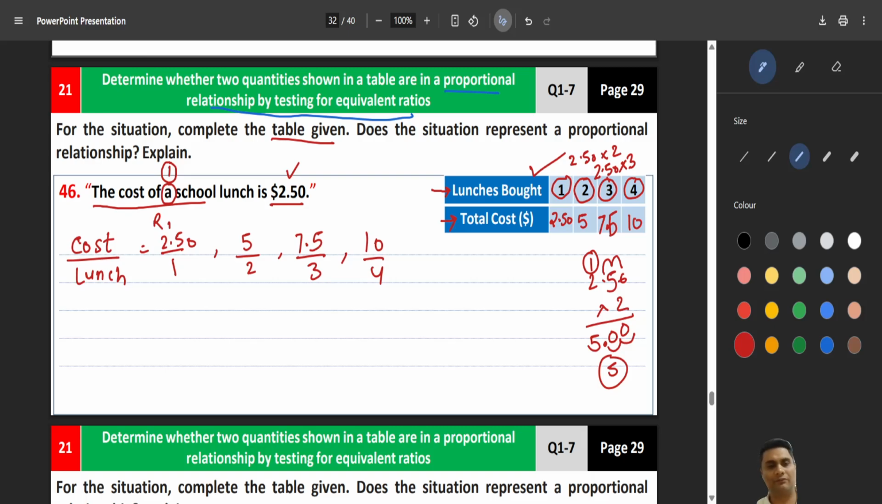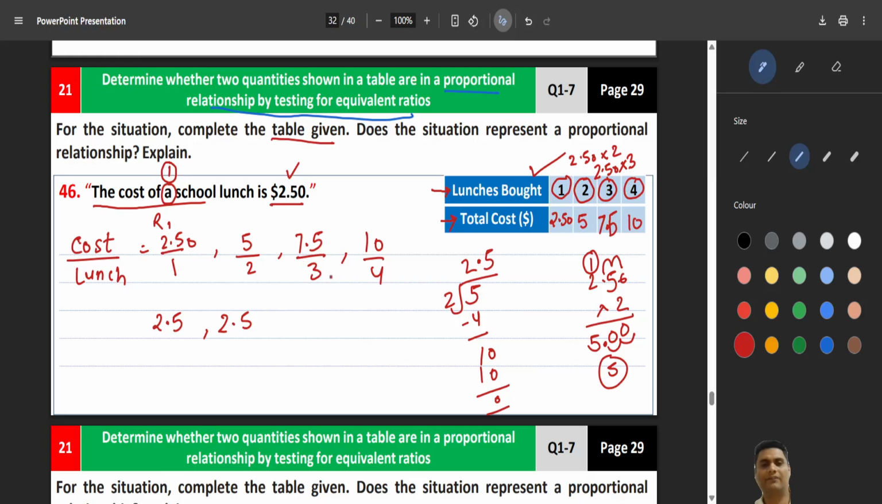2.50 divided by 1, 2.5. 5 divided by 2, check. 5 divided by 2. 2 times 2, 4. Do minus, 1. There is no number to bring down. Put a point. Then the 0 will come. Now 2 times 5, 10. Finished. Okay. So this will also become 2.5.